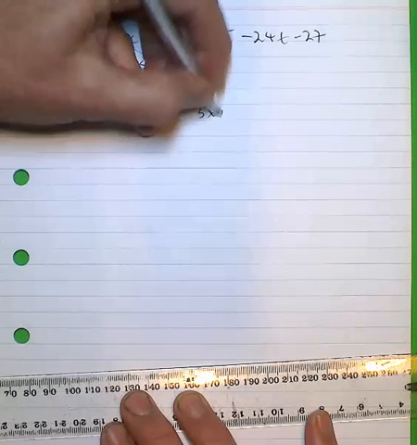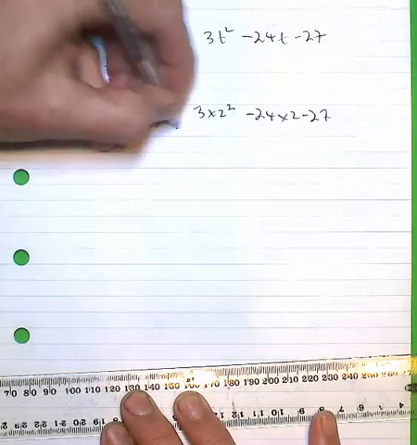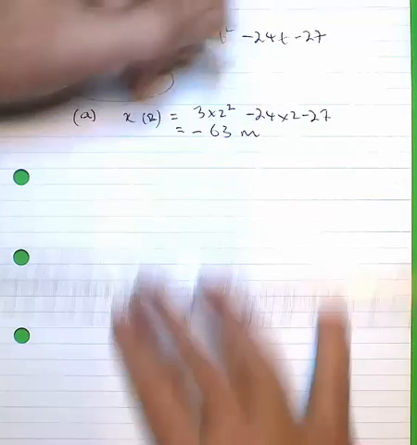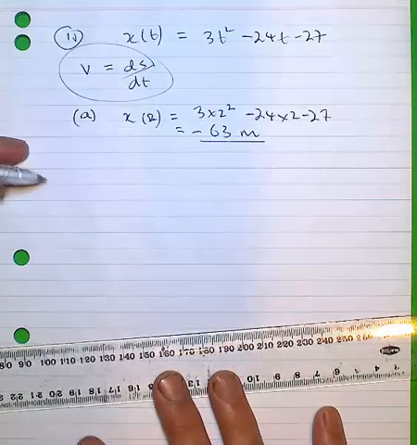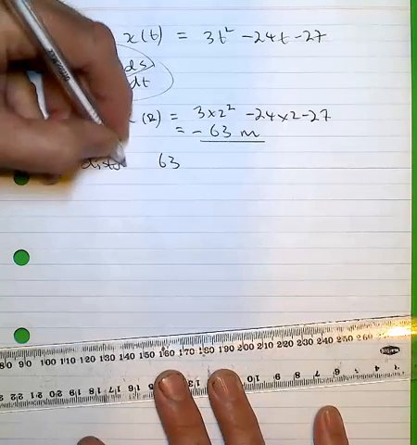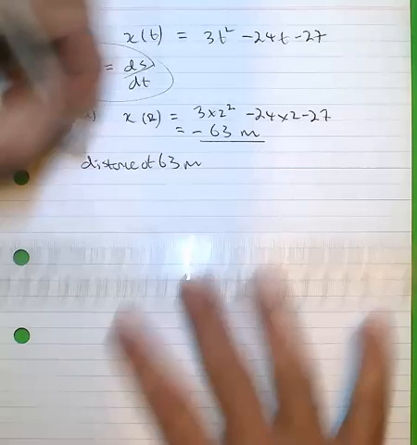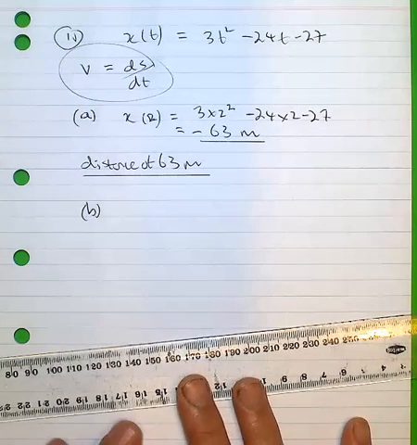So 3 by 2 squared, take 24 by 2, take 27, is equal to negative 63 metres. That means it's 63 metres to the left of your reference point, or a distance of 63 metres, because we talk in magnitudes when we're looking at distance.